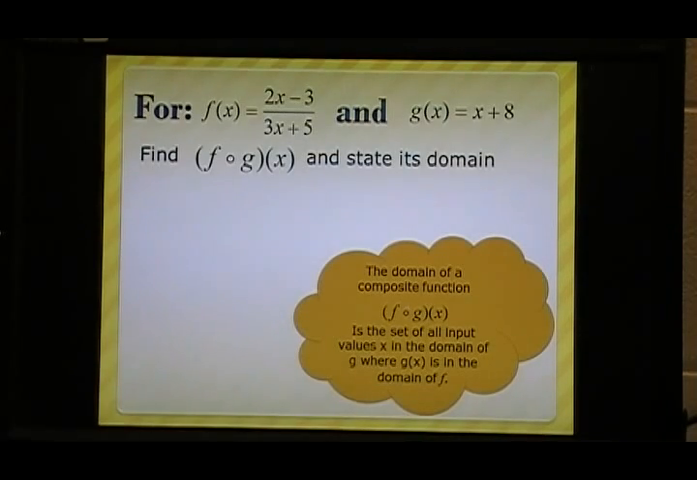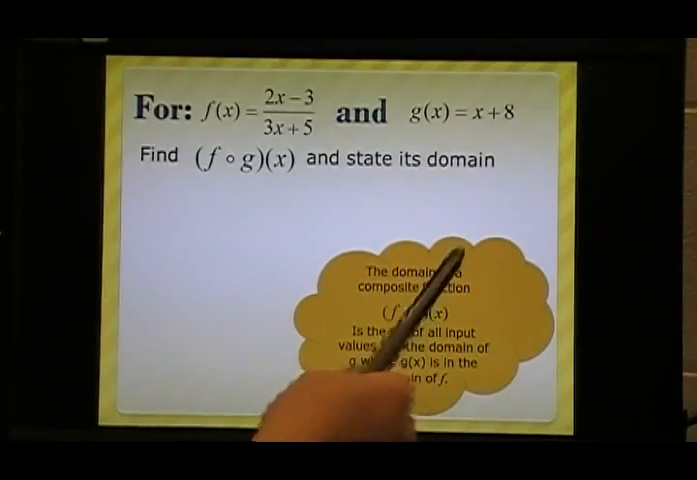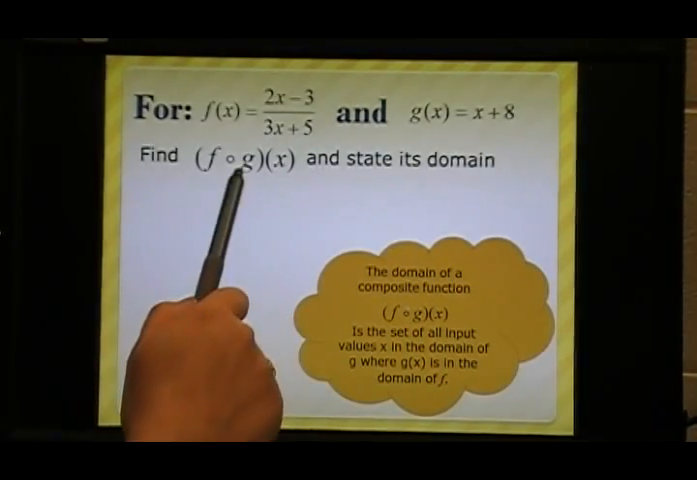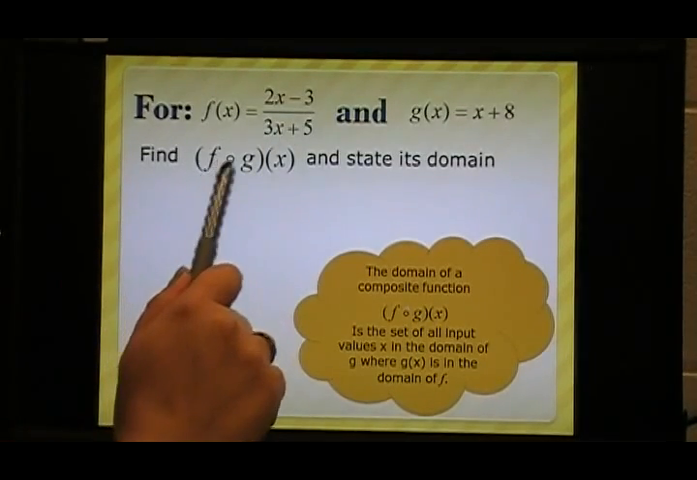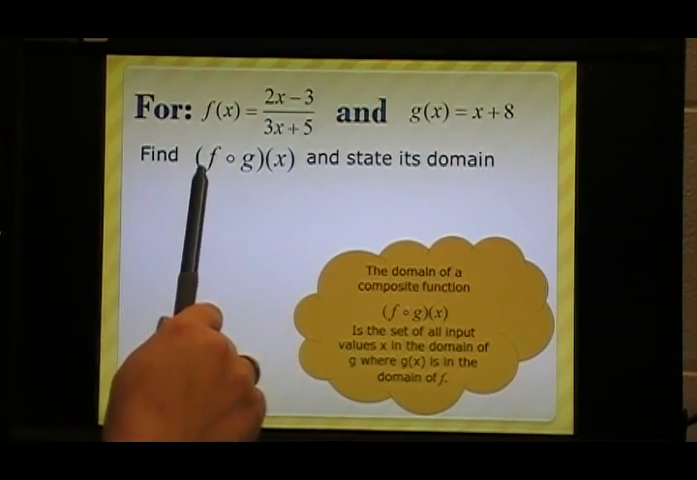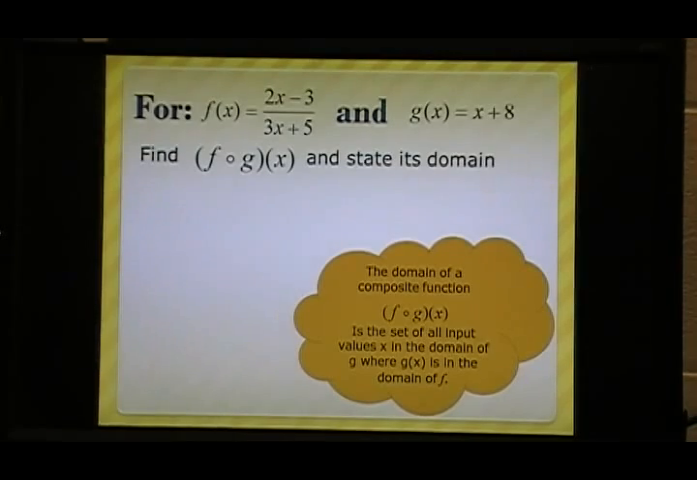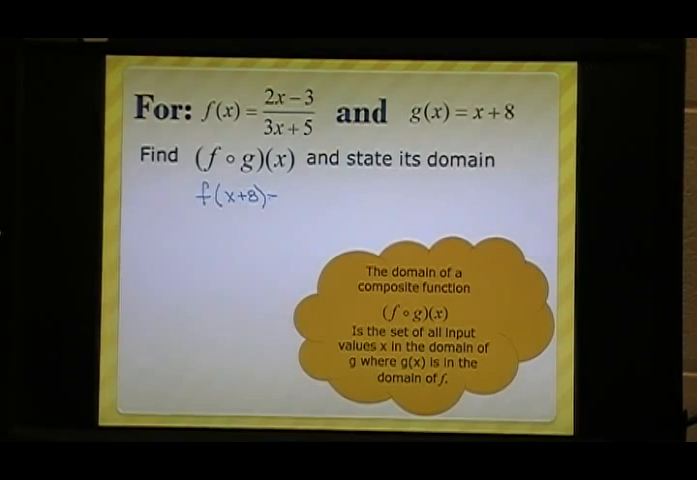Domain. So find the composite function and state its domain. Let's find the function first, and then we're going to work on the domain part. Okay? So finding the composite function, here f of g of x, so we're finding what f composed of g is, or what f of x plus 8, we're finding that function. So we need to take our x plus 8, and we need to substitute it in for every x in f.